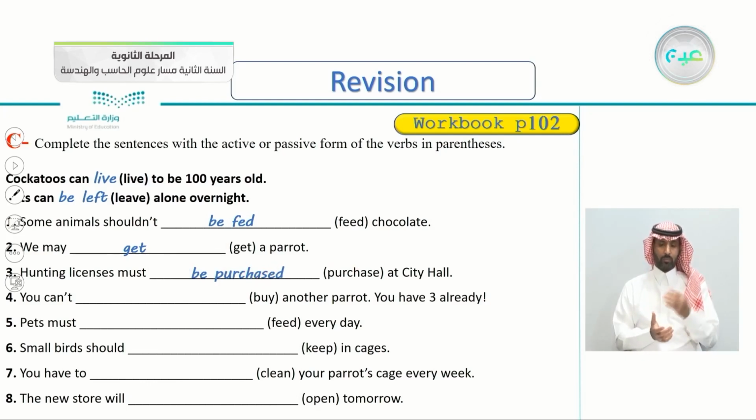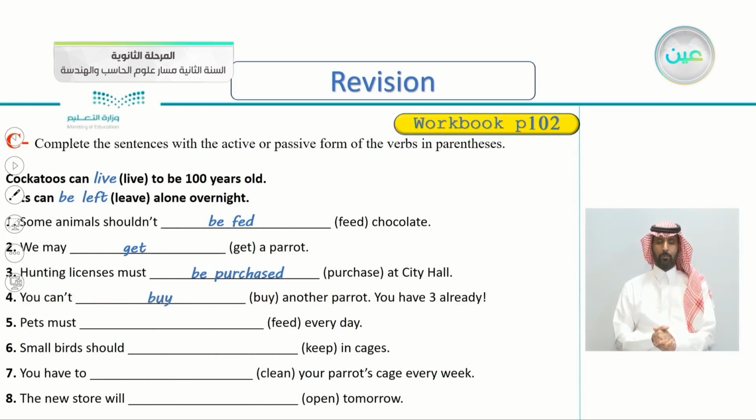Number four, you can't, and the verb is buy, you can't buy another parrot. You have 3 already. So I think the subject here is you. So as long as we have a subject, it is an active sentence. So we write the verb as is here. You can't buy another parrot.